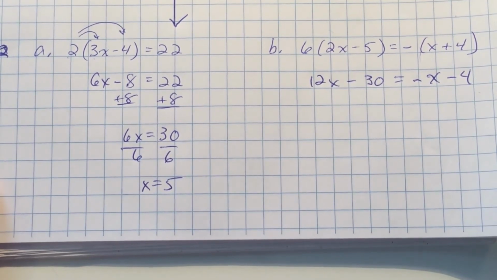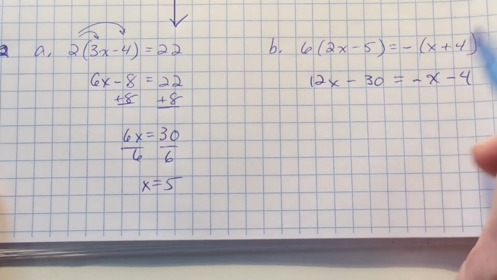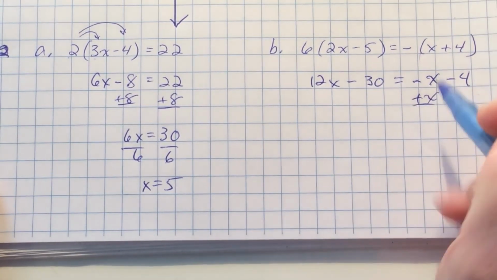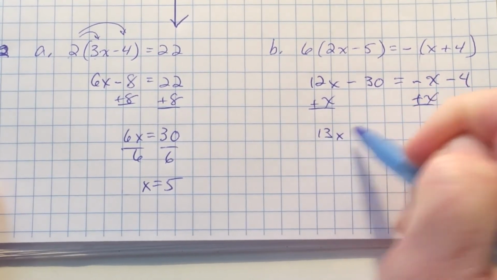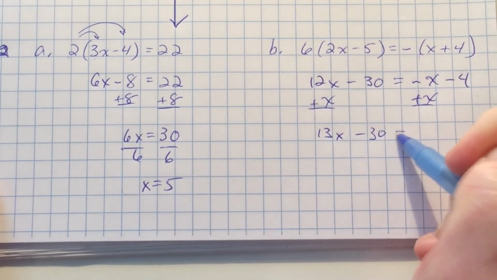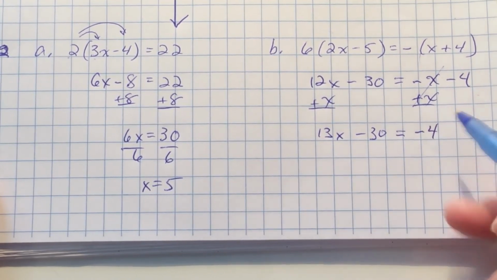The next step, I need to get the x's in one place. So to eliminate this minus x over here, I'm going to add 1x to both sides. So I have 13x minus 30 equals, now since this is gone, what's left is negative 4.